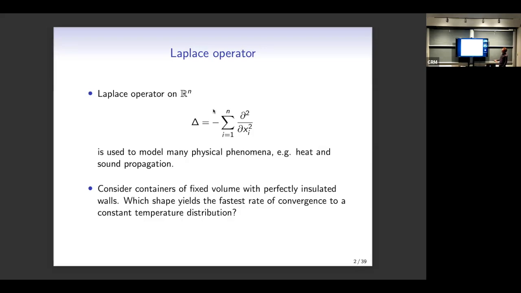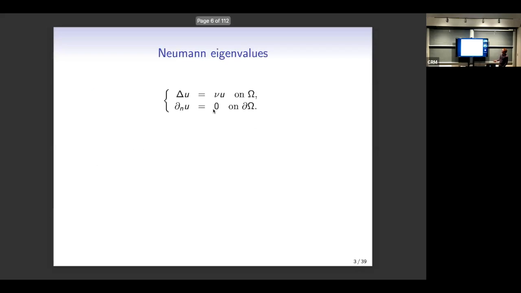Mathematically, this problem is related to so-called Neumann eigenvalues. If we represent our room as a domain omega, we solve this kind of eigenvalue problem. In the interior, you are solving Laplace u equals mu u, so it's exactly the eigenfunction equation. And on the boundary, you have the isolated condition: the normal derivative equals zero. So u essentially represents the heat distribution, and this condition tells you that heat doesn't leave the room.